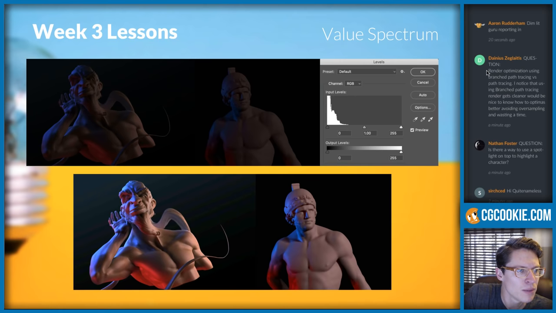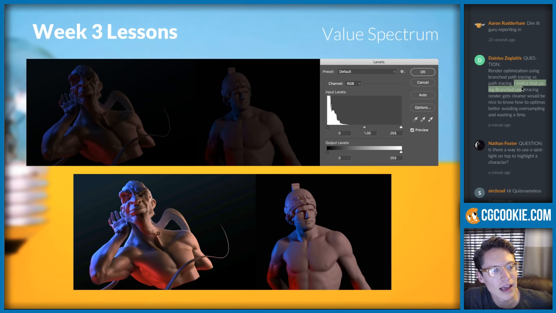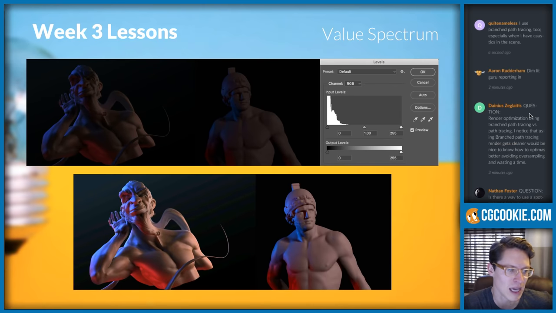There's a question: render optimization using branched path tracing versus path tracing. I noticed that using branched path tracing renders get cleaner. Would be nice to know how to optimize better, avoiding oversampling and wasting time. Definitely, that's something to cover. It's kind of a big nerdy topic to really dive in and figure out how to tweak those specific settings. It's also very relative to the scene. So that's a stream or a tutorial we should definitely make. I'm not going to be able to do that today.